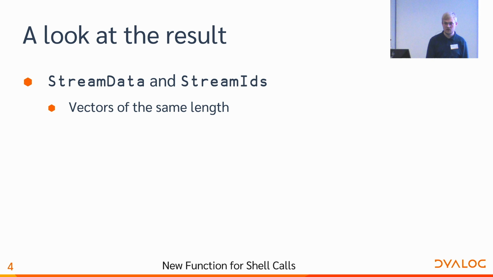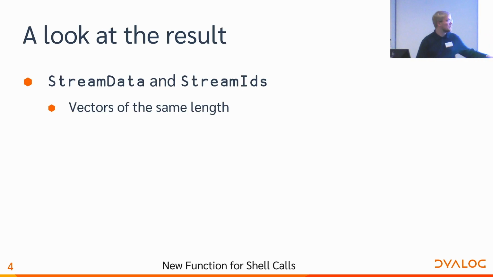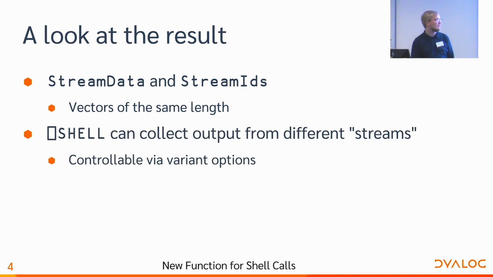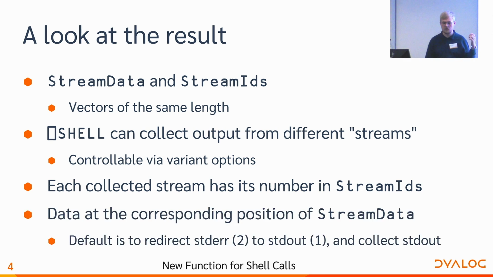So let's have a look at the first element, the stream data part of the result. The stream data and the stream IDs are both vectors of the same length. That's because quad shell can collect output from the different streams, standard error and standard output. Each stream has a number, and that will be in the stream IDs vector. Then at the corresponding position in the stream data, you'll have the data that was actually picked up. By default, we redirect standard error to be merged together with standard output, and then just collect standard output, so we get both as one.